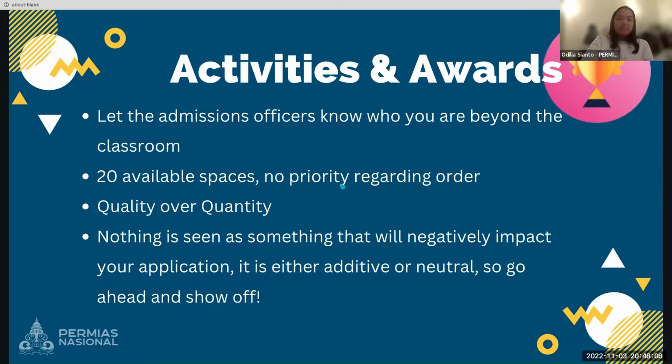So going off that tangent, I'm going to go into our activities and awards, which is another section of the application. If you haven't looked over the UC application yet, if you haven't started, you have 20 available spaces to list all your activities and awards, and there's no priority regarding that order. They really don't care how you list your activities. Again, this is another opportunity for the admissions officer to see who you are beyond your GPA, beyond your classes.